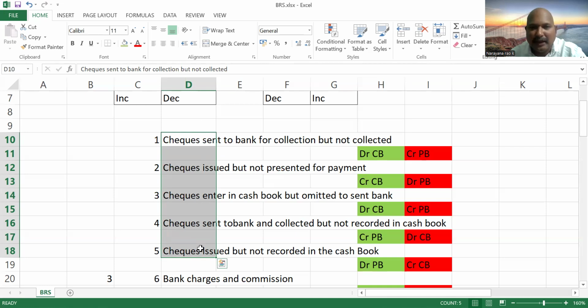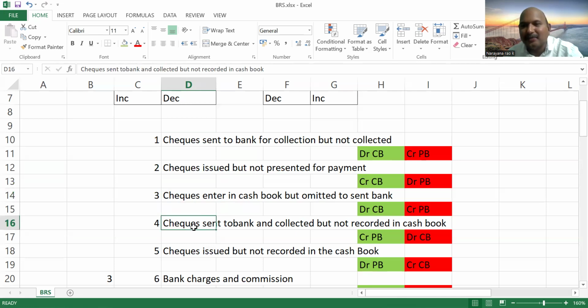First one is checks sent to bank for collection but not collected. It only appears on the debit side of the cash book. Second one is checks issued but not presented for payment, on the cash book credit side. Checks entered in cash book but omitted to be sent to the bank, cash book debit side. And checks sent to bank for collection but not recorded in the cash book. The bank already collected and recorded it on the passbook credit side. Checks issued but not recorded in the cash book. We issued a check but did not record it. The bank will record it on the debit side of the passbook. These five differences are on the basis of checks.